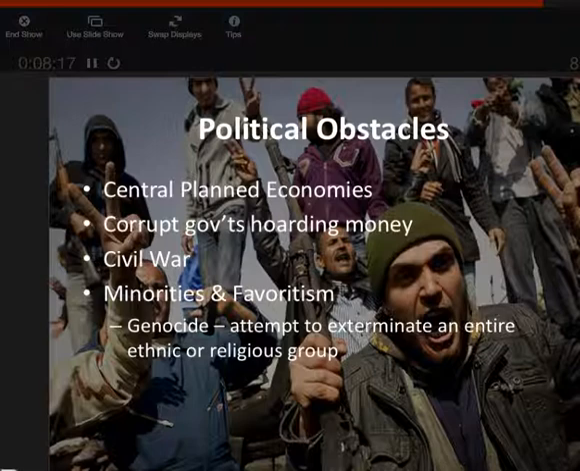And then also just minorities and favoritism that takes place. Genocide is where they try to exterminate an entire ethnic or religious group. When we look back on history, we think of Nazis and the Jews, genocide of the Jewish population. Genocide still exists today. It just doesn't exist in a European country. It would be in these Middle Eastern countries.